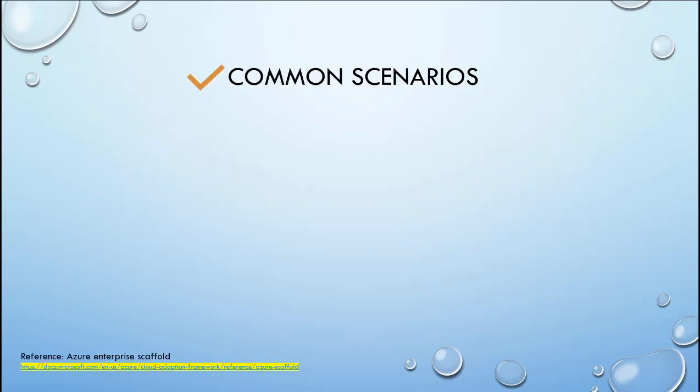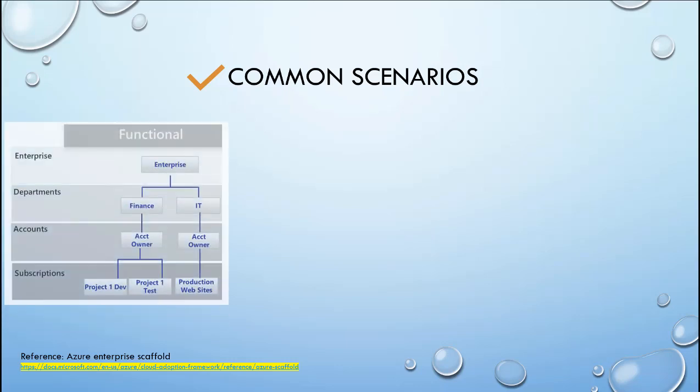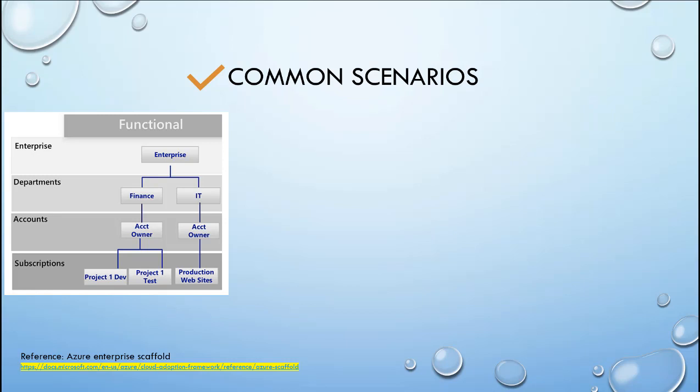Common scenarios. Here are multiple examples of an Azure Enterprise Scaffold and how these terms can be configured to reduce administrative effort. Here's an example of a functional enterprise scaffold. On the top, obviously, you have an enterprise, so this is your organization. And then you would have multiple departments. It can be finance, it could be IT, it could be HR, whatever department you have that would need access to Azure.